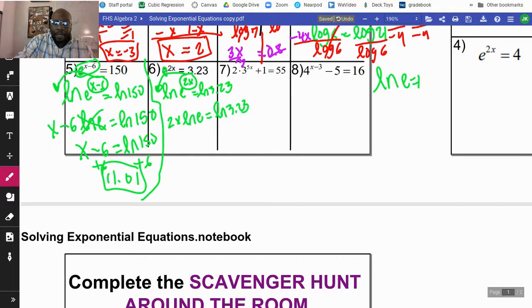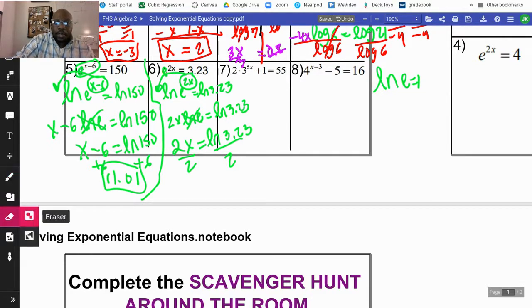You're probably getting tired of me keep saying natural log. And then that goes away. You have 2x equals natural log of 3.23. All right, divide by 2. Divide by 2. You can put this in the calculator and get your answer. Okay, so we have 2 more to go. Let's quickly get that.